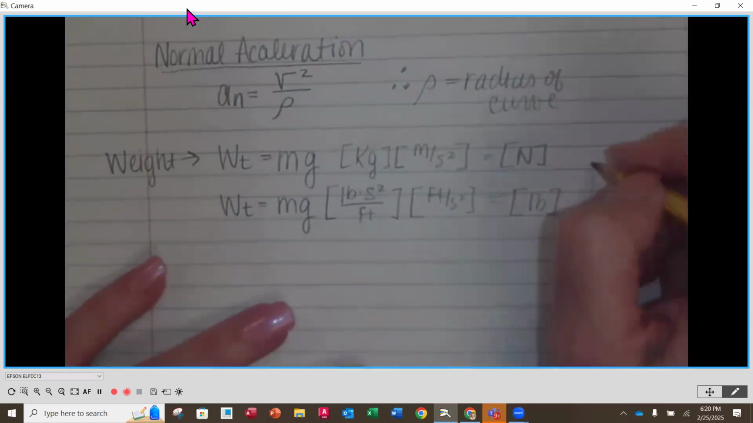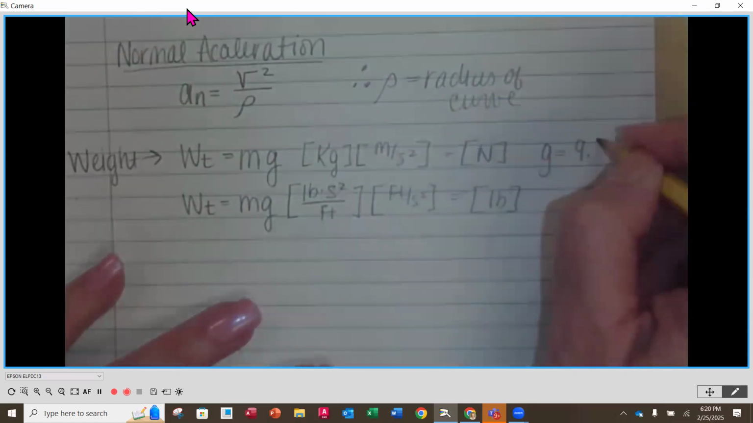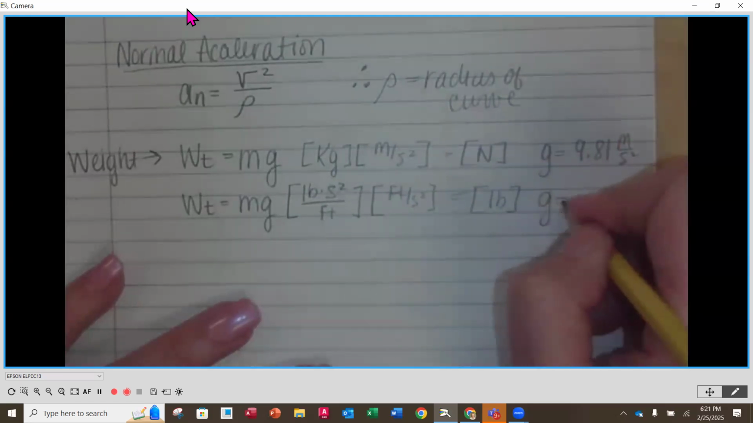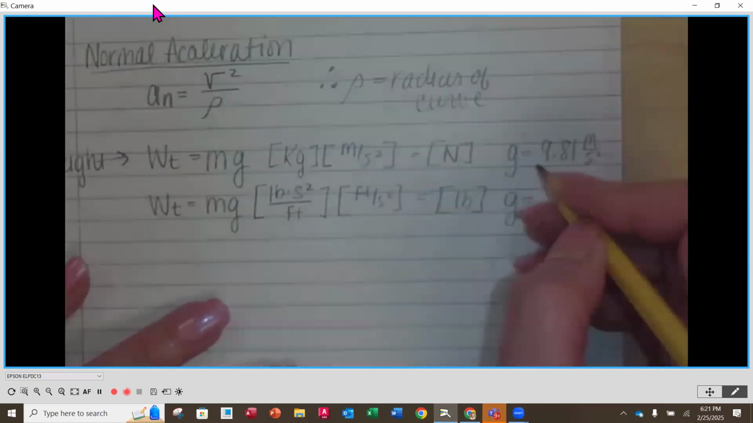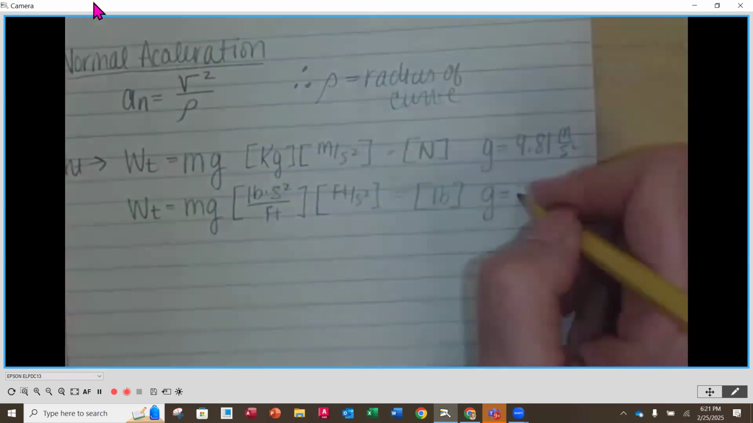So we want to also say gravity here in the metric system line is 9.81 meters per second squared. And gravity here in the English line is 32.2.